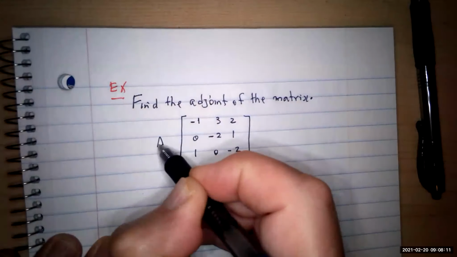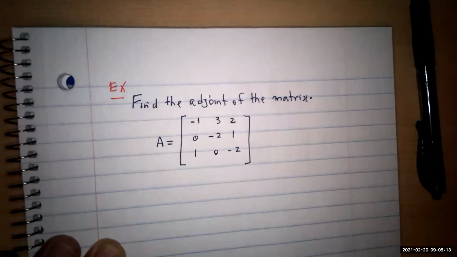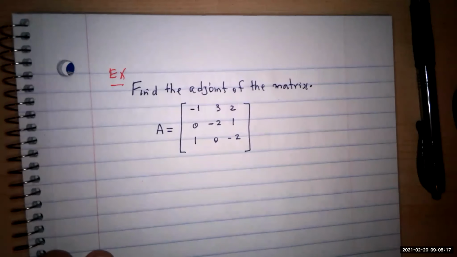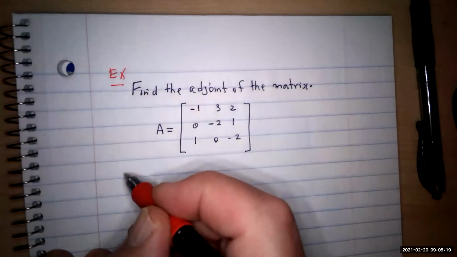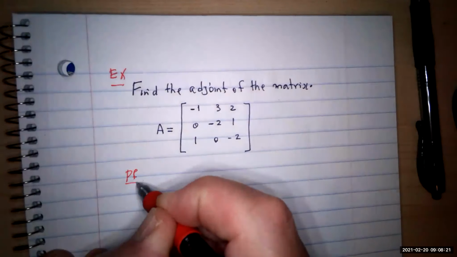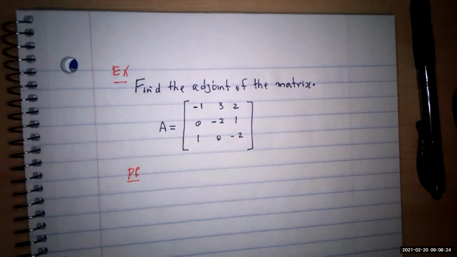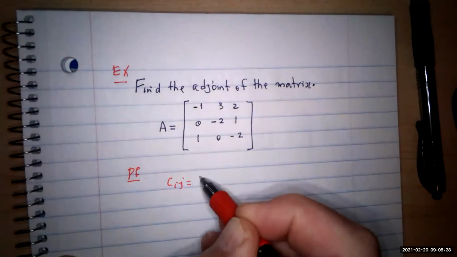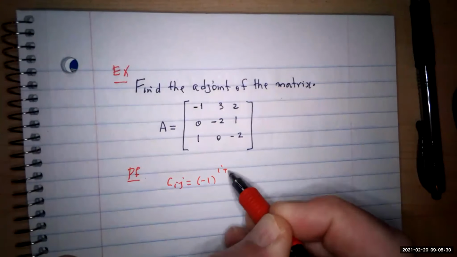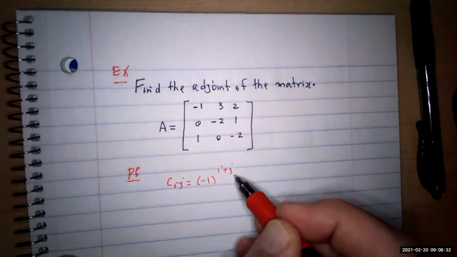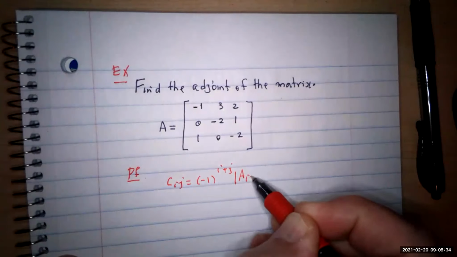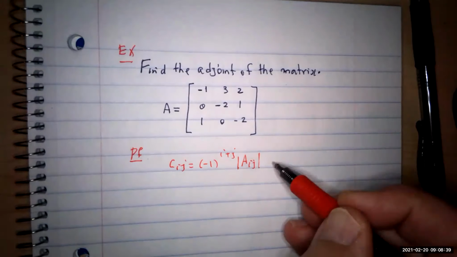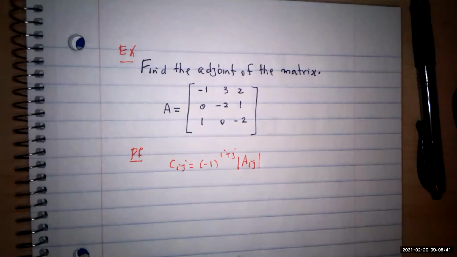Okay, this is a matrix A, and you want to find the adjoint. You're going to find all the cofactors, and then form your adjoint matrix. So we are going to find all the cofactors. Just to remind you, the cofactor Cij is (-1) to the i plus j times the determinant of this matrix. In this case, i and j are going to be from 1 to 3, okay? So we go for it.